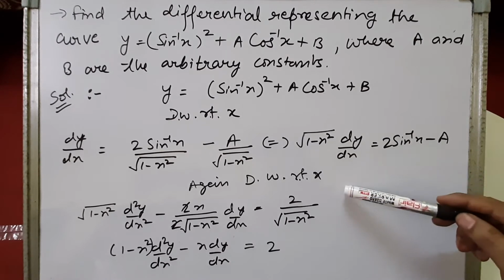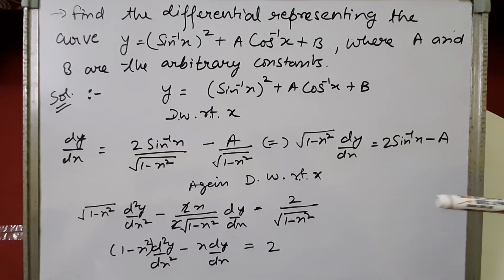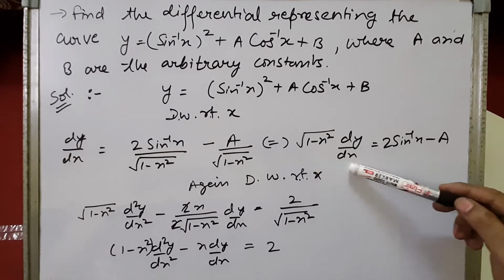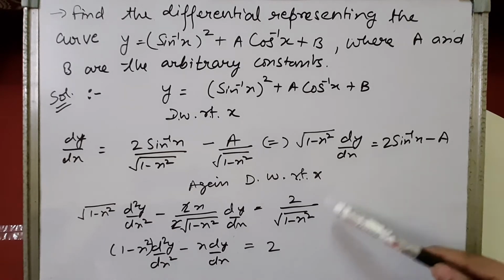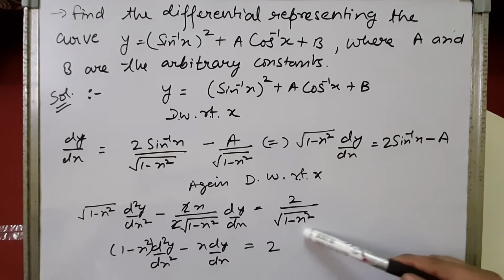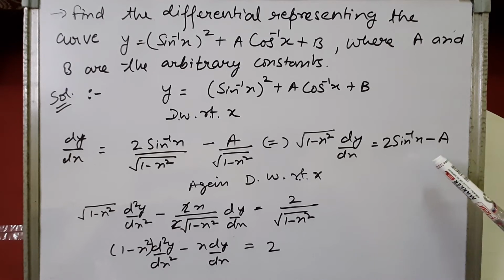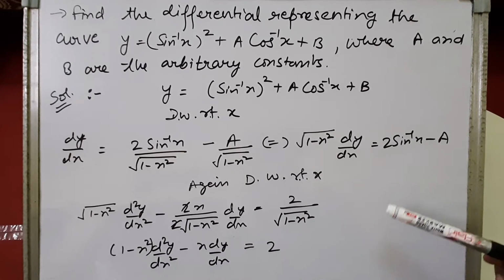Now again we are differentiating with respect to x. Here we will apply the product rule. What will we get on the left hand side? Under root 1 minus x square d2y by dx2 minus 2x upon 2 under root 1 minus x square dy by dx, equals the derivative of sine inverse x term, which will be 2 upon under root 1 minus x square, and the derivative of the constant will be 0.